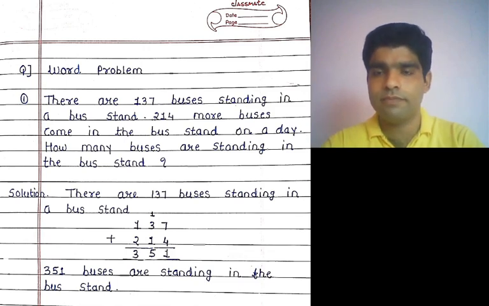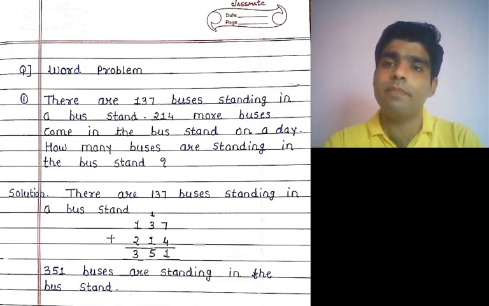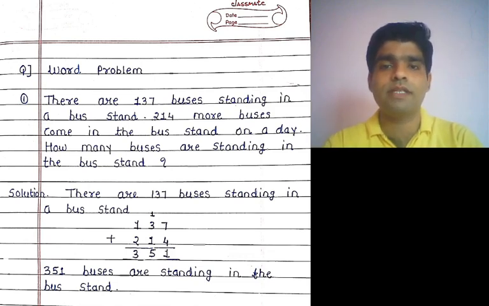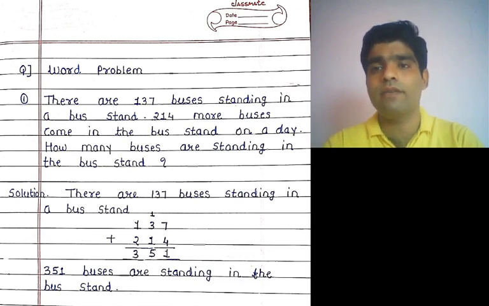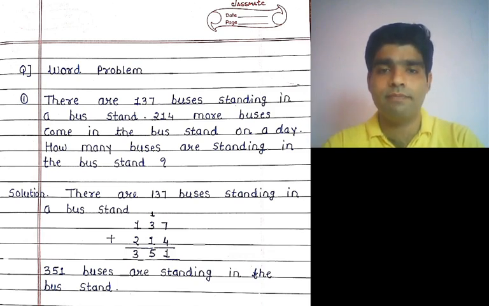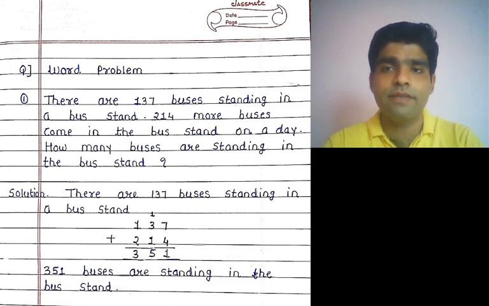7 plus 4 is 11. This is 1, and 1 is a carry. 3 plus 1 is 4. 4 plus 1 is 5. Okay, next 1 plus 2 is 3. It means that your answer is 351. Okay, first of all write down the given condition, solve the calculation, and next write down the last line. Your last line is: 351 buses are standing in the bus stand. Okay, this is our final answer.